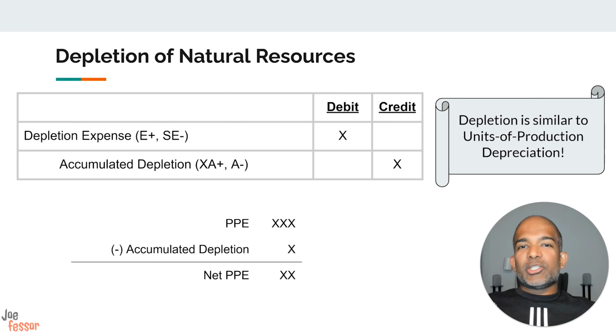The depletion of natural resources is very similar to the depreciation of tangible assets. You would debit a depletion expense account, and you would credit an accumulated depletion account. Instead of depreciation, we just call it depletion.